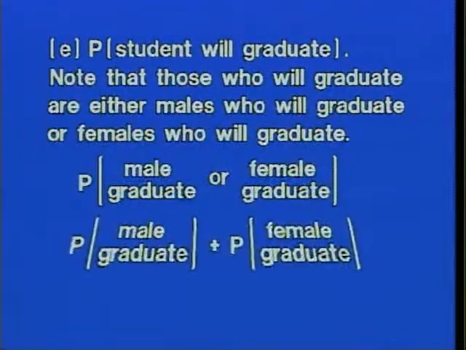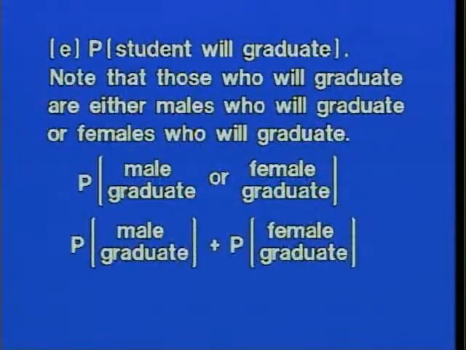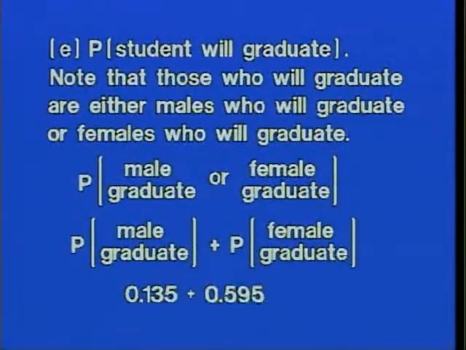And when we talk about or, we're talking about adding probabilities. And because these two incidentally can't have anything in common, there can't be a graduate who is both male and female, so we don't need to subtract duplication out of this situation. The probability of being a male graduate from our calculations before is 0.135. The probability of being a female graduate is 0.595, and the sum of those is 0.73.